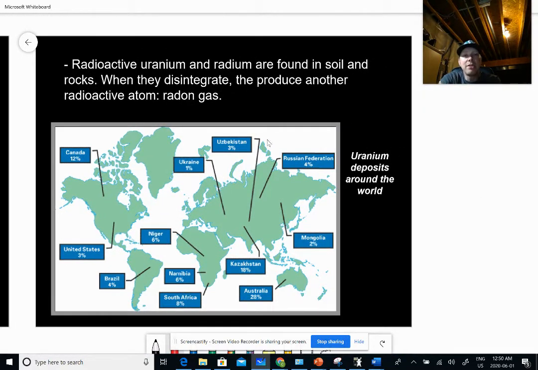This map is showing you where uranium and radium deposits are found in soils and rocks, which is obviously a naturally occurring material as well. If you look at all the values in here, Canada is pretty high, mostly in northern Saskatchewan where there are huge uranium mines. Australia has quite a bit there. Kazakhstan has a large amount as well.